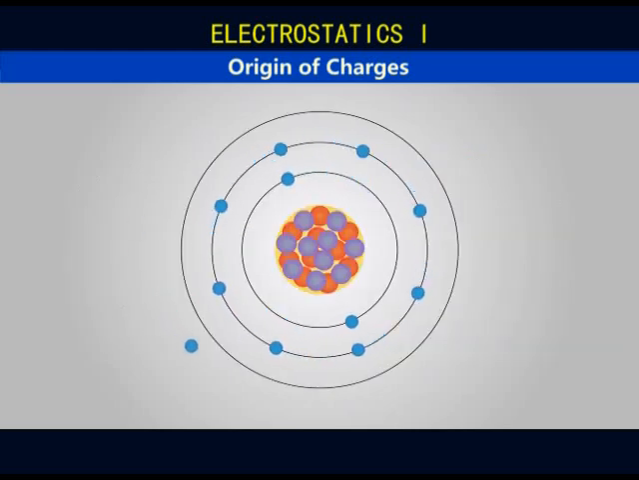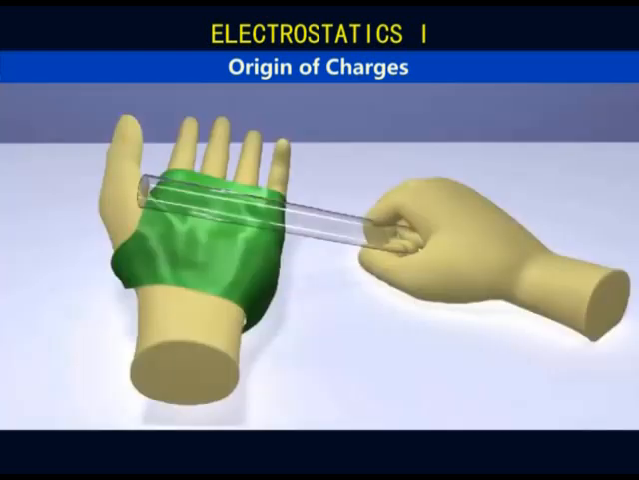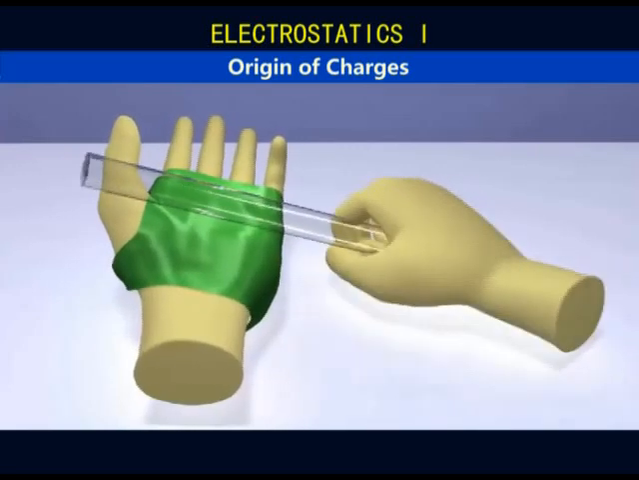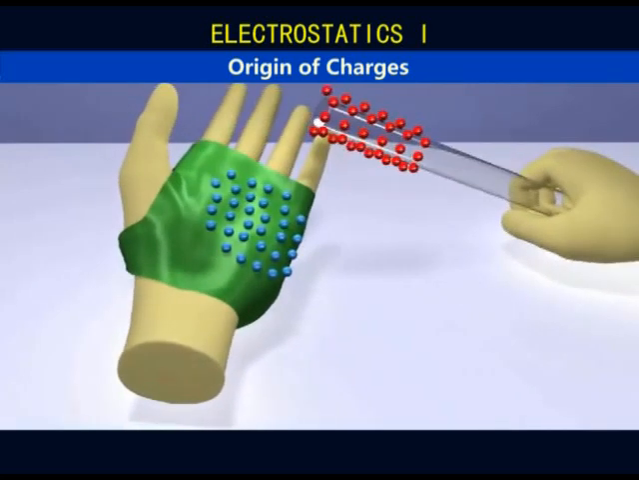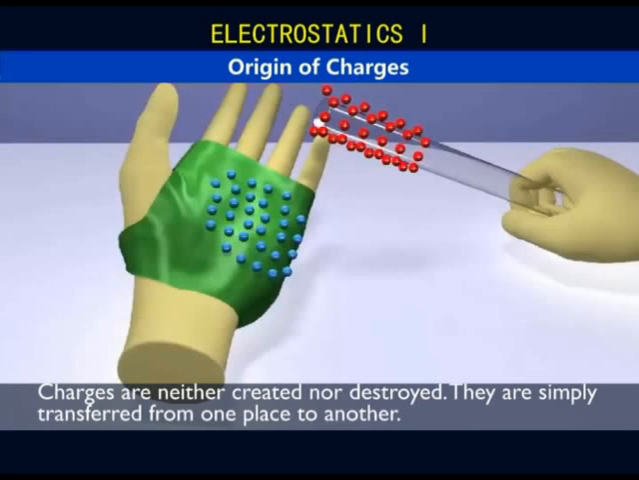Whether an atom gains or loses electrons depends on the material. For example, glass atoms easily lose electrons, while silk attracts electrons much more. So when the two are rubbed against each other, the glass rod loses electrons to the silk cloth and acquires a positive charge, while the silk acquires a negative charge. It is important to notice that charges are not created. They are simply transferred from one place to another.